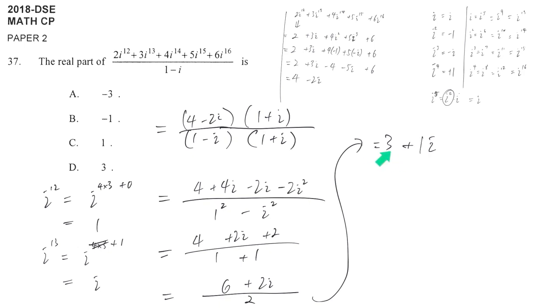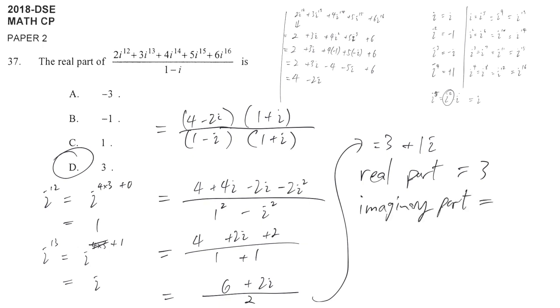So the real part is 3. We should choose D. But before we finish this question, I would like to remind you that the real part is equal to 3. And how about the imaginary part? If you think it's 1i, then you are wrong. i is just a symbol to remind us that this part is imaginary. So if we ask you the imaginary part, you just give me 1.